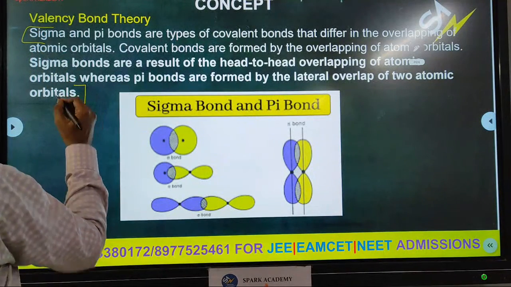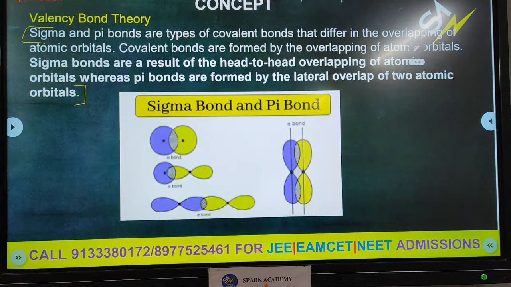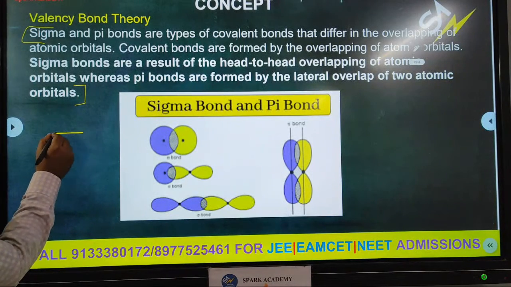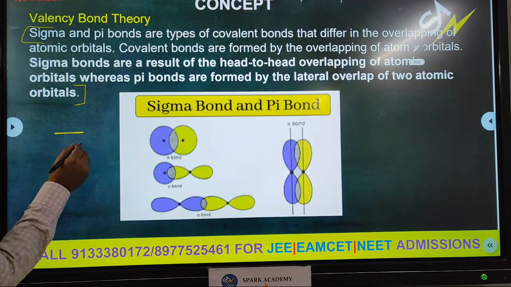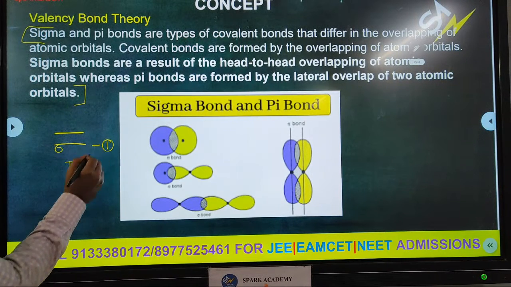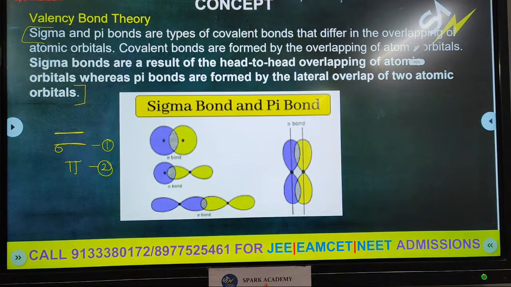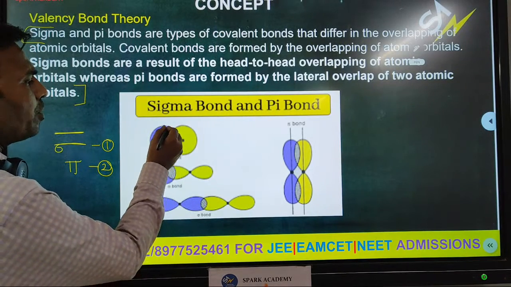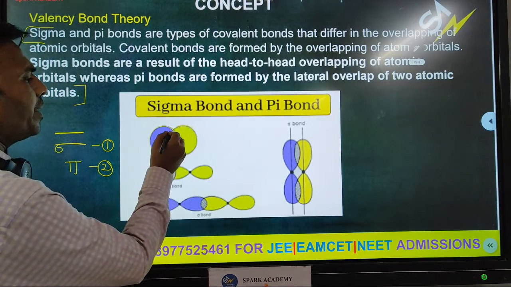Sigma and pi bonds are types of covalent bonds. Covalent bonds contain two types of bond. The first bond is called sigma, and the second bond is called pi bond. The result depends on how they overlap. See, head-on overlap. Here we are showing the overlap of sigma and pi bonds.